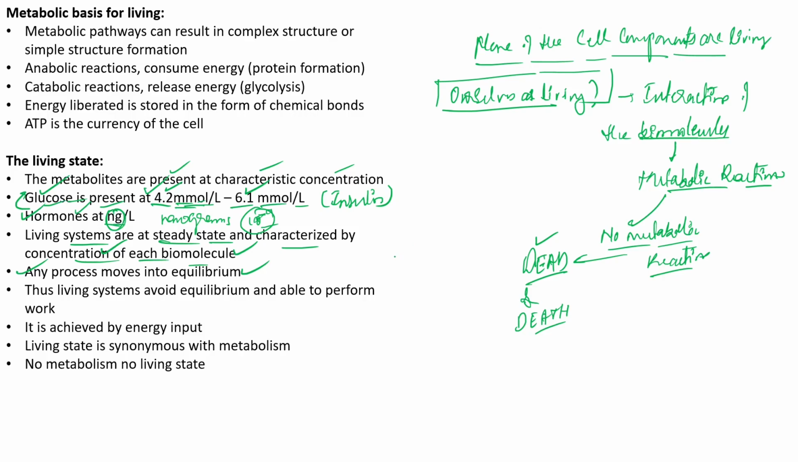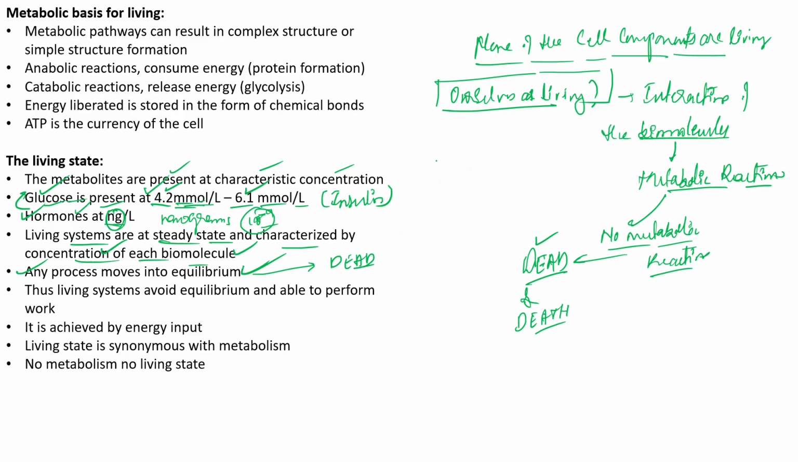What does osmosis tell us? What is the definition of osmosis? Movement of water molecules from a region of higher concentration to a region of lower concentration until equilibrium is attained, right? After equilibrium is attained, do you think there will be exchange of water molecules between the two systems? No, right? Hence we can say that any system that reaches equilibrium is dead. So living systems avoid attaining equilibrium.